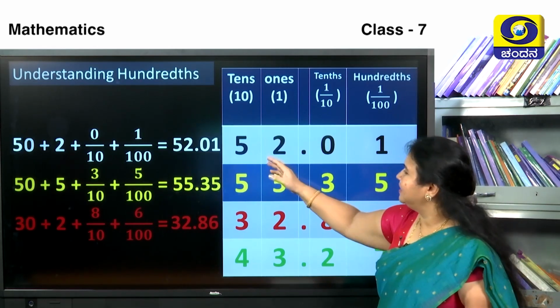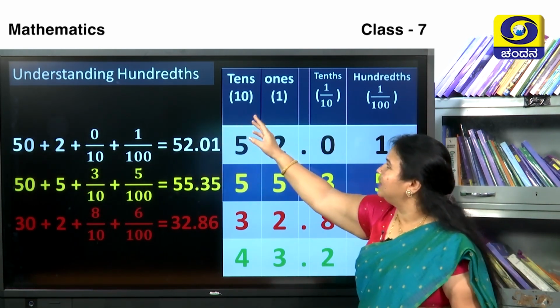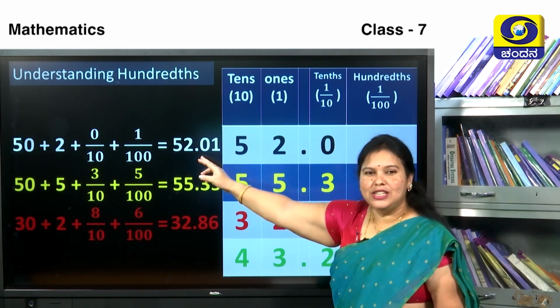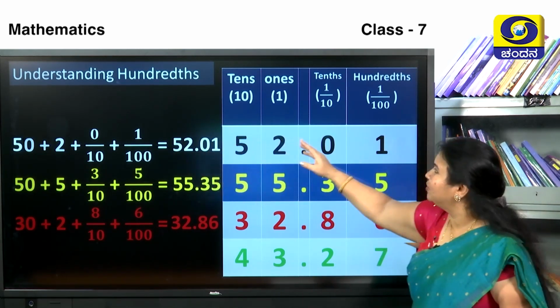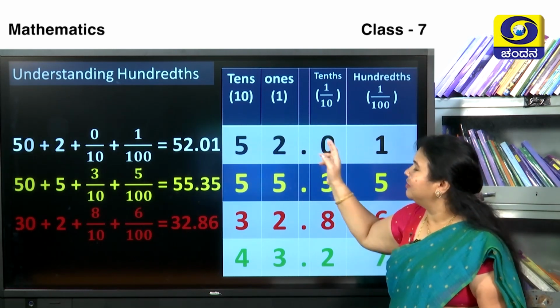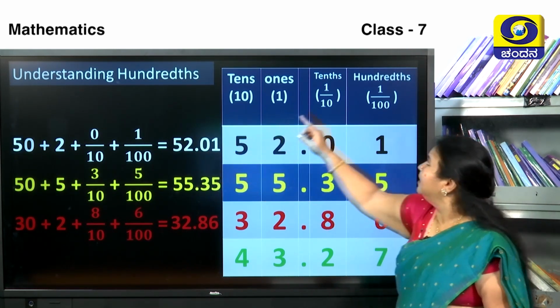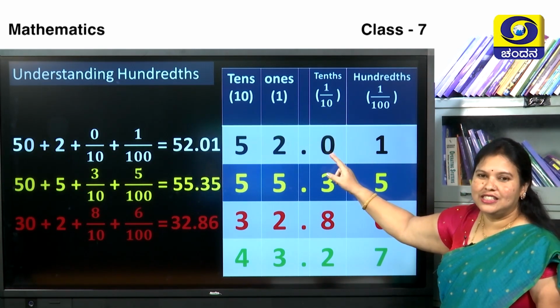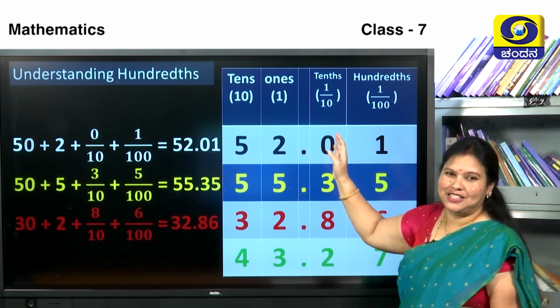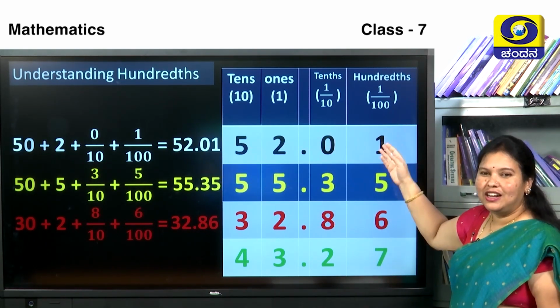52.1 can be written like this. Here 5 is in tens place, so we have to write it in tens place, and 2 is in unit place, so we have to write it below the ones place. After the decimal point we have to place the decimal numbers. So, 0 is there in 10th place, so we have to write 0 below the 10th place, and 1 is in 100th place, so we have to write it below the 100th place.